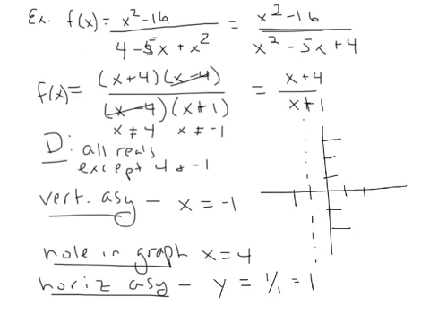I'm going to have a hole in the graph at x equals 4, but I'm going to wait and see what I kind of am dealing with here. I have y equals 1 as a horizontal asymptote. And at this point, I know I'm going to have something either here or here, and something here or here. The only way to really tell exactly is by plugging some values into my function.